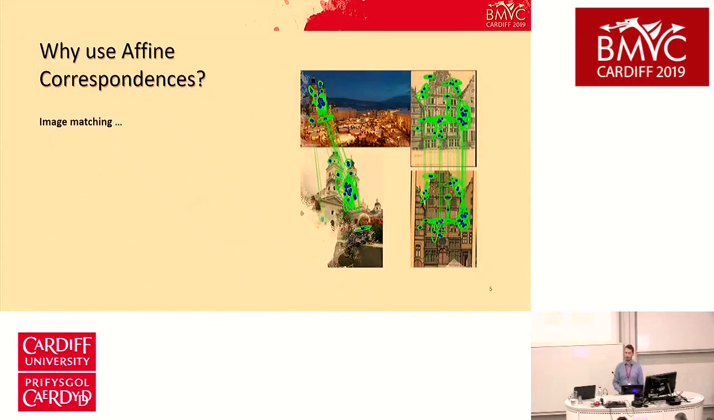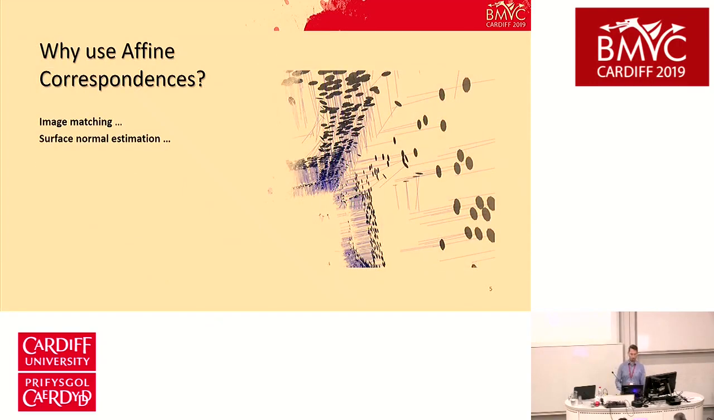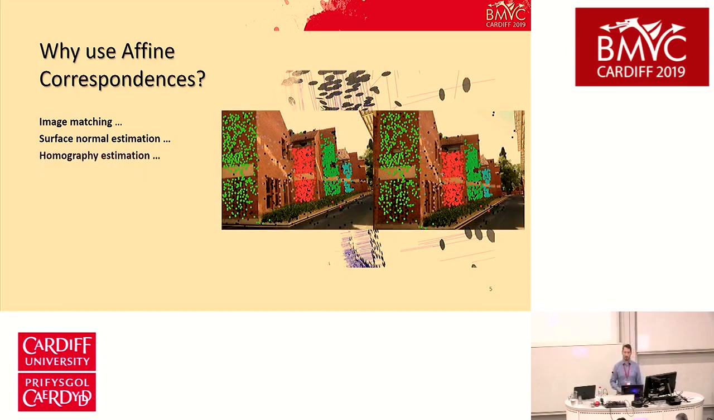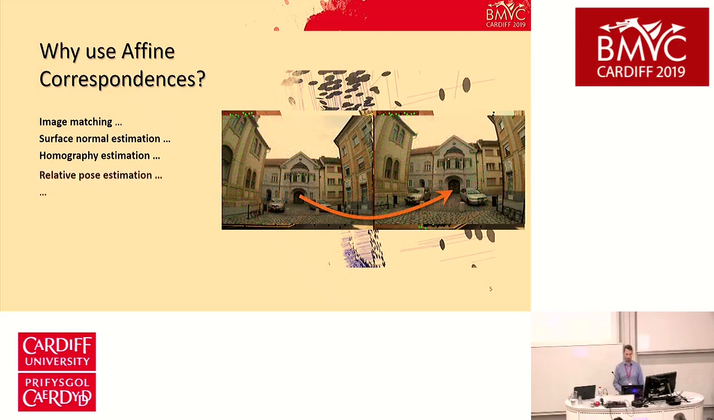So why use affine correspondences? They have powerful results in image matching in challenging conditions, and also in surface normal estimation, where a single correspondence can be used to determine the surface normal, just like triangulation. Also a single correspondence can be used for homography estimation. In this figure, you can see a multiplane segmentation of a scene using a pair of images. Different colors denote different planar segments, different homographies.